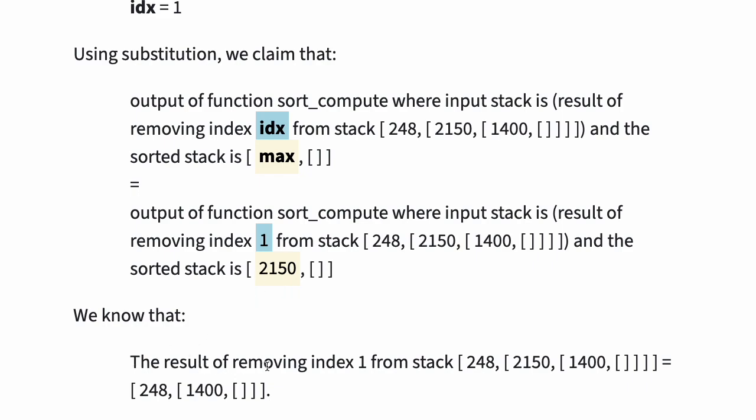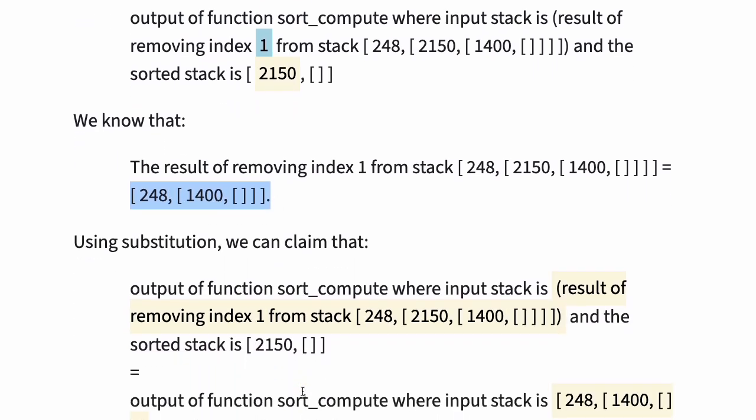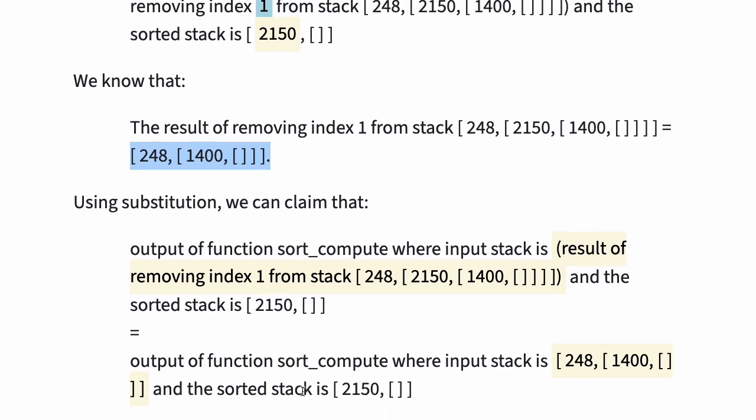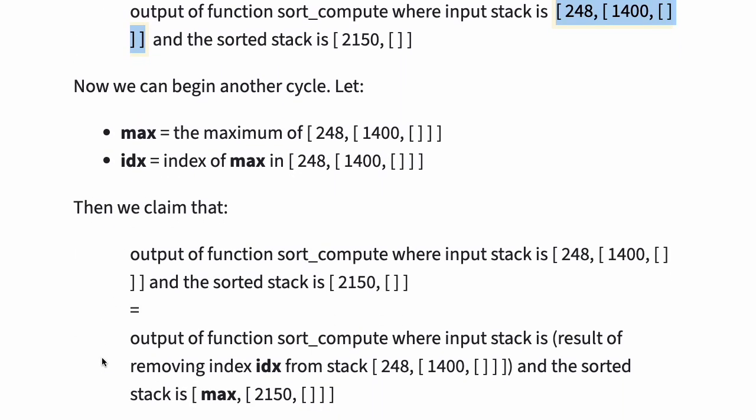We know that the result of removing index 1 from stack 248, 2150, 1400 is equal to the stack 248, 1400. Again, using substitution, we can replace the result of removing index 1 from stack 248, 2150, 1400 with the stack 248, 1400. Now we can begin another cycle.